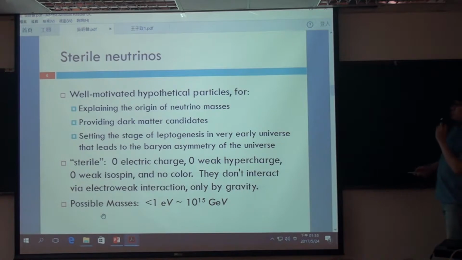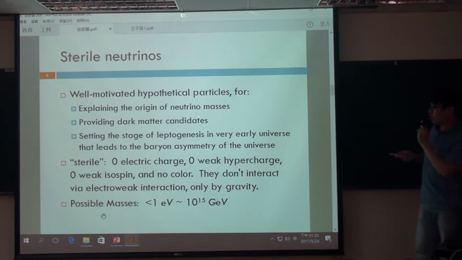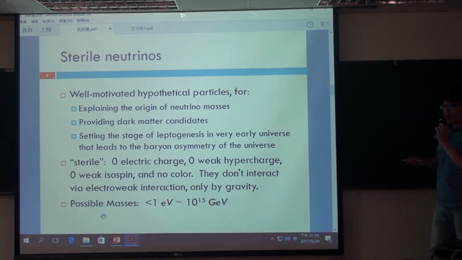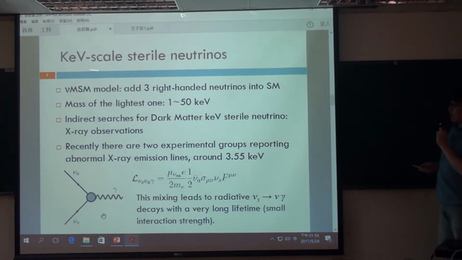Now I'm going to talk about the sterile neutrino. This is one candidate of dark matter, and it's proposed to explain the origin of the neutrino mass. Sterile means that it doesn't have the electromagnetic force, weak interaction or strong interaction. It only has gravitational interaction. This is a hypothetical particle, and the mass region depends on your model. So now people are interested in the keV sterile neutrino.